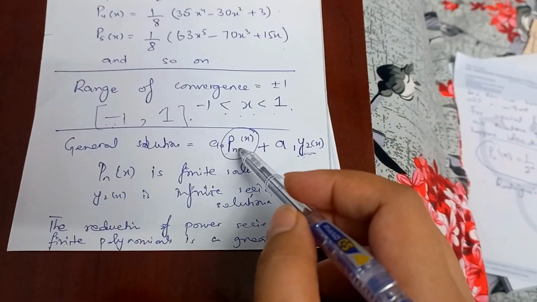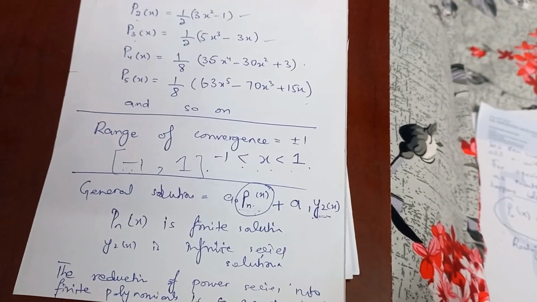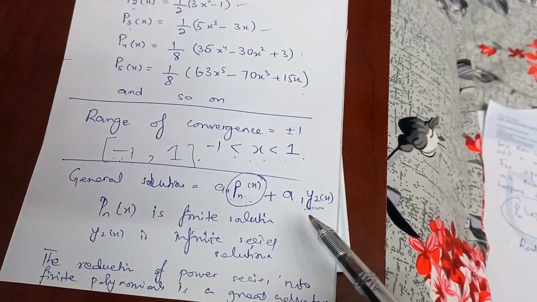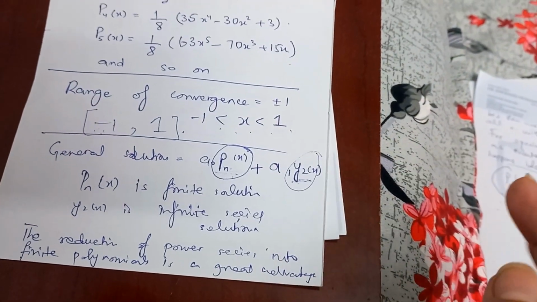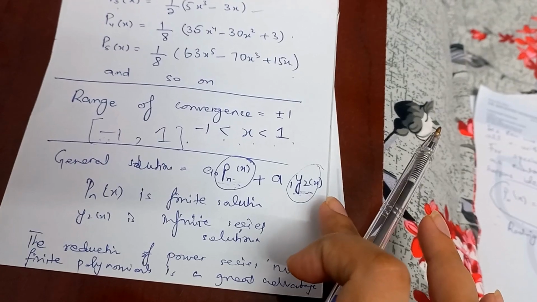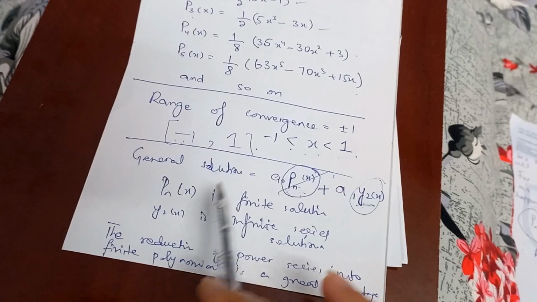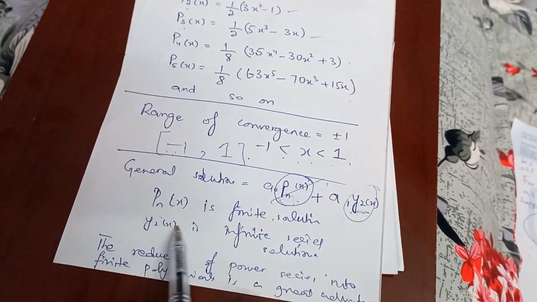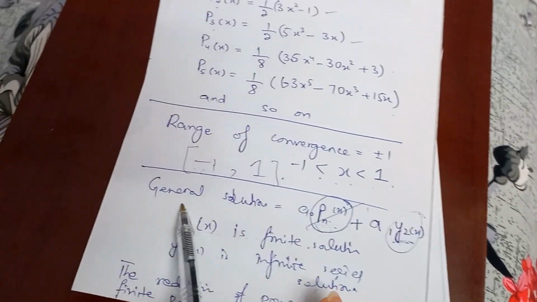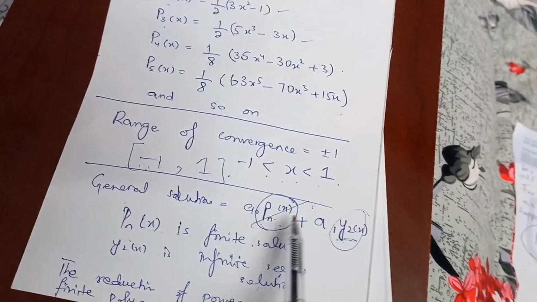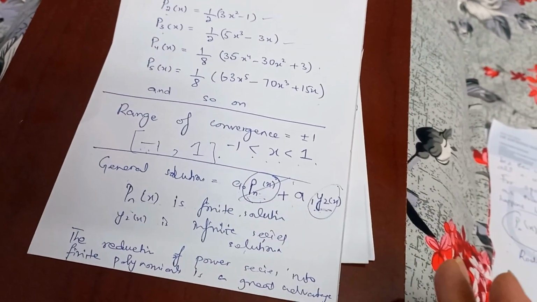There is no issue with the convergence, because the issue of convergence only appears with the infinite series, which is this solution. We don't really talk about it because it's least important. More important is the Legendre polynomial. Pn of x is the finite solution, y2 of x is the infinite series solution, and if we have two linearly independent solutions, then the general solution is the linear combination of both of these solutions. That is how I have written them, and you should know about it.